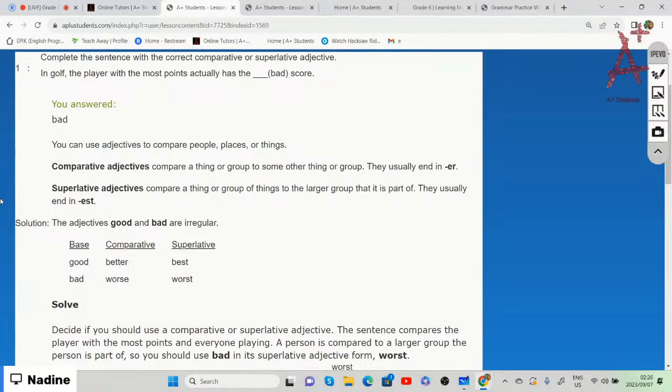So now we are going to complete the sentence with the correct superlative or comparative adjective. In golf, the player with the most points usually has, is it bad, worse, or worst score? All right, so we're going to say the worst. They have the worst score.